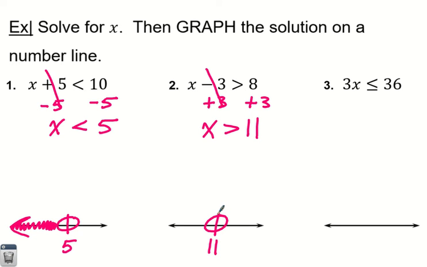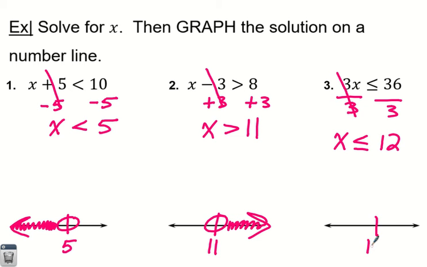Again, leave it open, but we want everything greater than 11, so that's everything that way. Number 3, we are going to obviously divide both sides by 3 to get the x alone. And again, we do not flip the symbol. Now, of course, here it's less than or equal to 12.